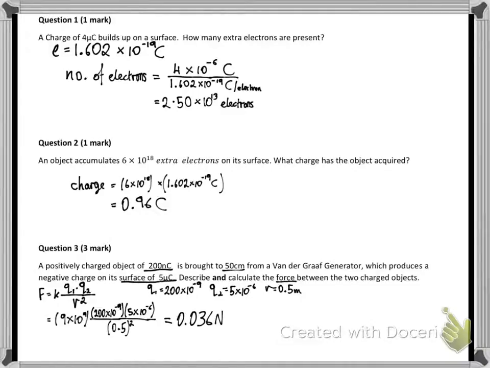Or if we write that number in a different way, we've got millinewtons. That's shifting the decimal place 3 spots. 1, 2, 3. 36 millinewtons. Next question. But before we go to the next question, to describe the force, well, we have a positively charged object brought to a negatively charged surface on the Van de Graaff generator. So positive charge and a negative charge, that is an attractive force. Opposites attract. It's an important thing to remember.